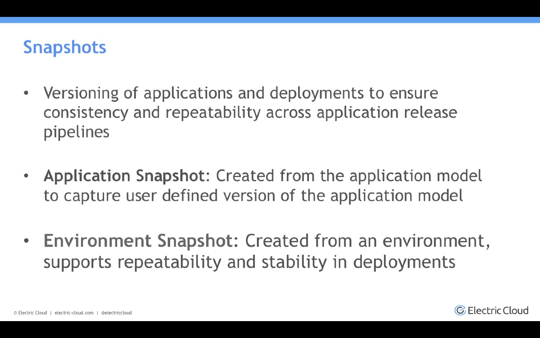The first is an application snapshot. This is created from an application to create a user-defined version of the application model, to make sure there's no variability in model or process between deployments.